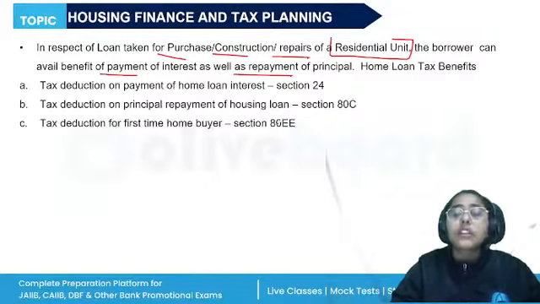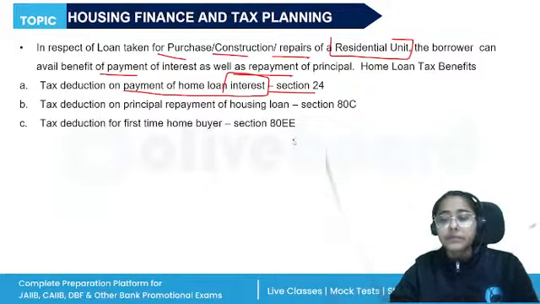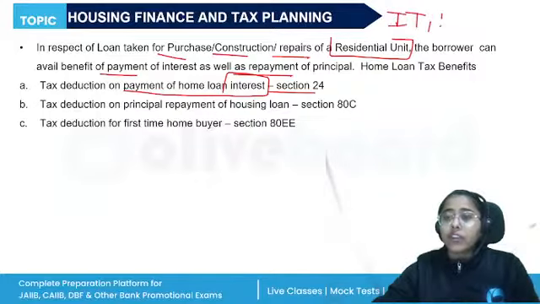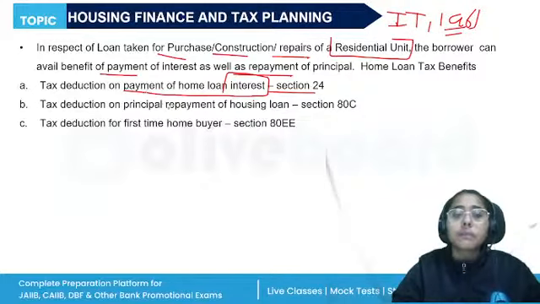So what are the home loan benefits? These are the tax deduction on the payment of home loan interest under section 24 of the Income Tax Act of 1961, right? So we will write it IT Act of 1961 so that you remember. Then the tax deduction on the principal repayment of housing loan under section 80C of the Act, and the tax deduction for the first time buyer under section 80EE.